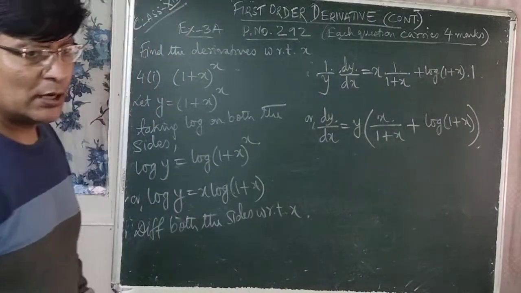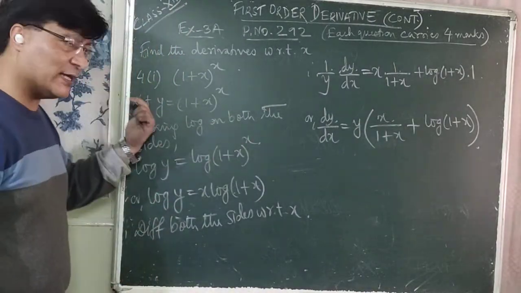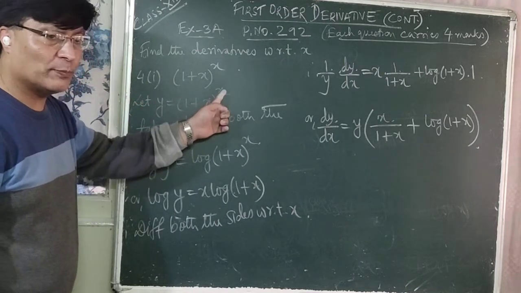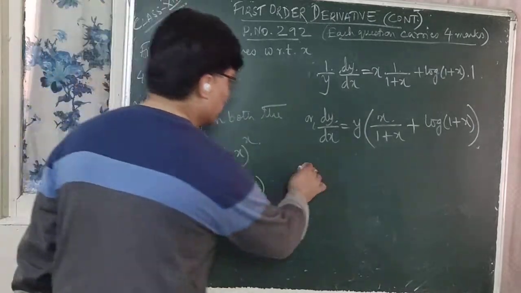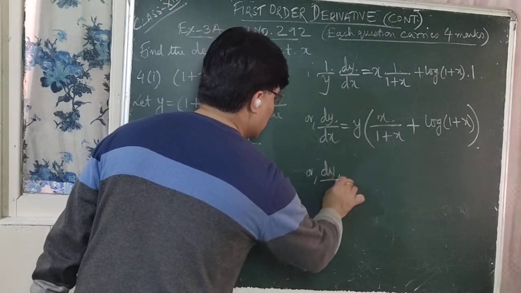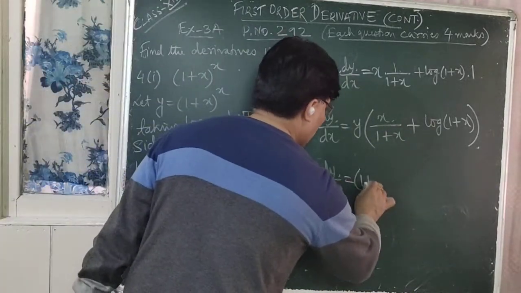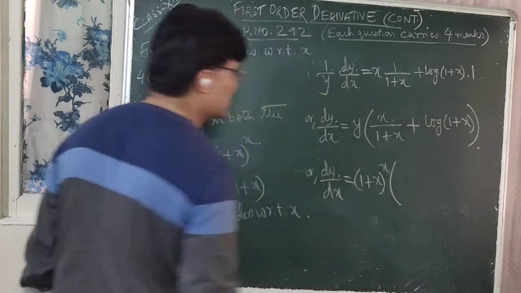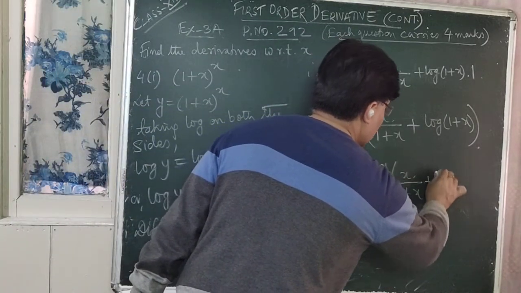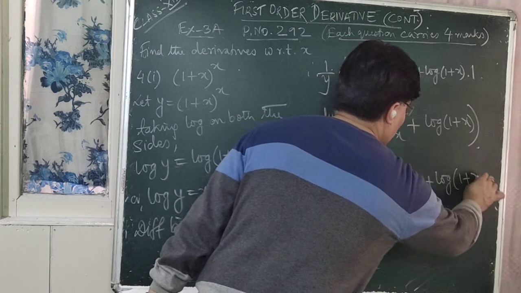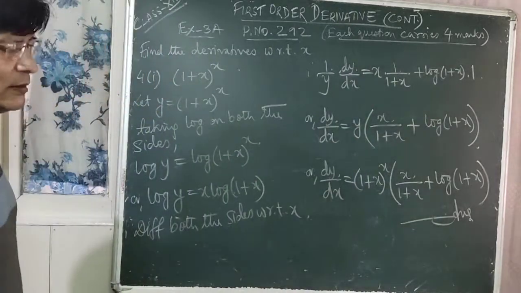But in this case you have to put the value for y on the right hand side, because we have assumed 1 plus x whole to the power x as y. So on the right hand side you have to put the value for y. So dy by dx is equal to, what is the value for y in this case? It is 1 plus x whole to the power x. Then within bracket what do we get? x upon 1 plus x plus log of 1 plus x. So this is the final answer.